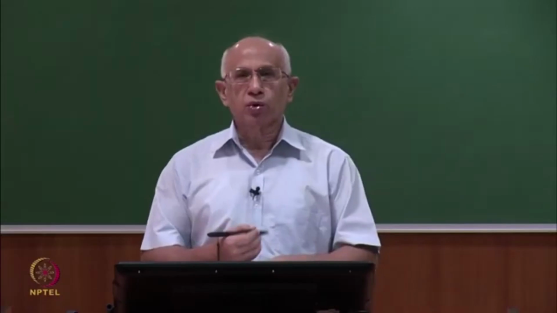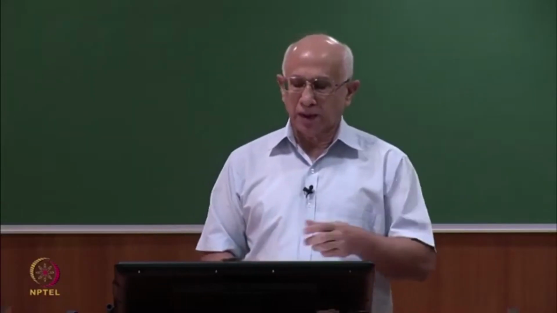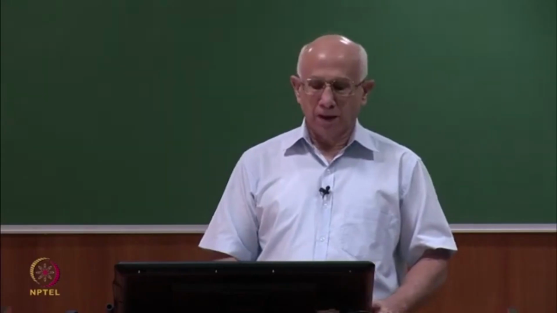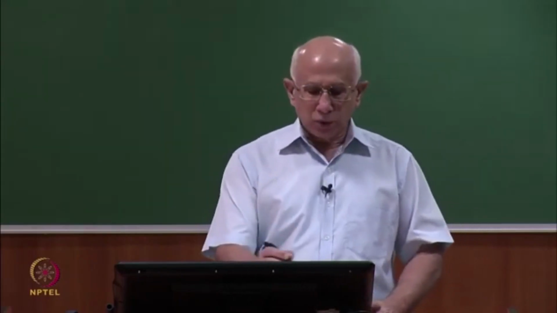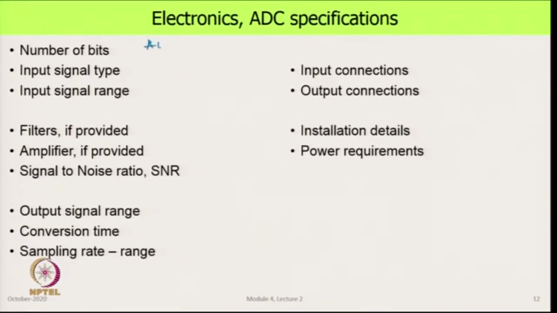Now, let us see what we should look for when we are looking at the electronics and the analog to digital converter specifications. When it comes to A to D converters, the most important things we are looking at are the number of bits and the input signal type and range. The input could be either a potential or a current, and the number of bits will tell you how many bits the output number contains. This could be 8, 10, 12, all the way to 24.